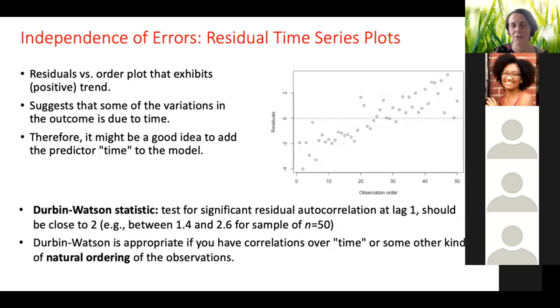And it only makes sense to run the Durbin-Watson statistic if you know what the order of your data is, and if you have to input them in the right order. Otherwise, it will give you nonsensical results, right? So you cannot just run the Durbin-Watson statistic on your unordered data. It's sometimes not quite clear in statistics textbooks that this is the case. It's only appropriate if you have correlations over time or some other kind of natural order, and then you have to arrange the data in the correct order to run the test.